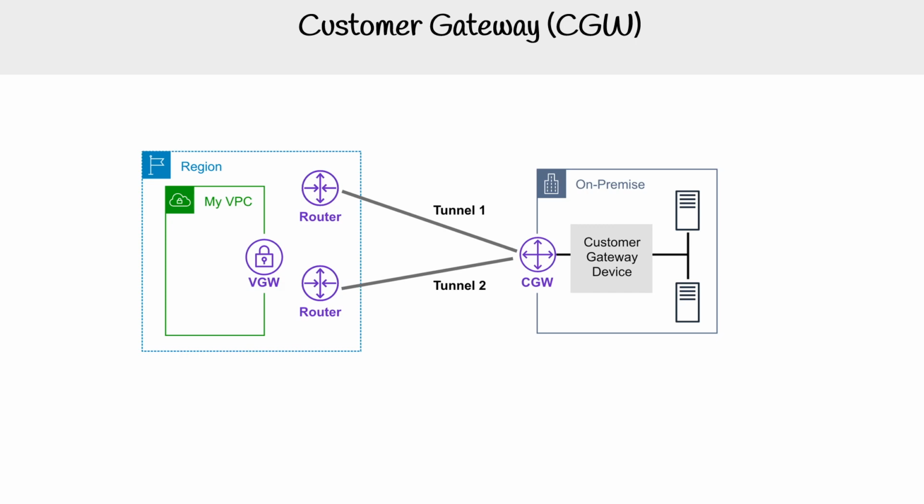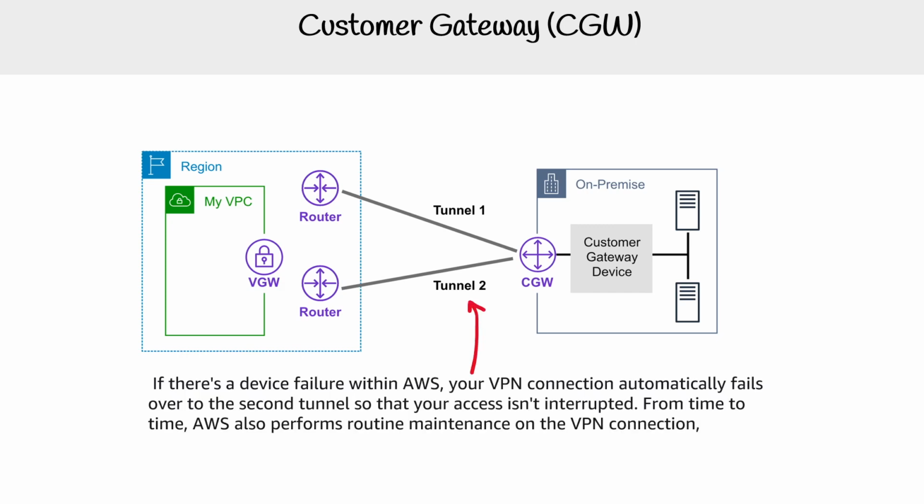Well, here it is. And so if there's a device failure within AWS, your VPN connection automatically fails over to the second tunnel, so your access isn't interrupted. AWS also performs routine maintenance on the VPN connection. So it's just to try to represent those physical routers on the AWS side and the fact that there's two established tunnels and that there is that redundancy there. And just so you're aware of that.